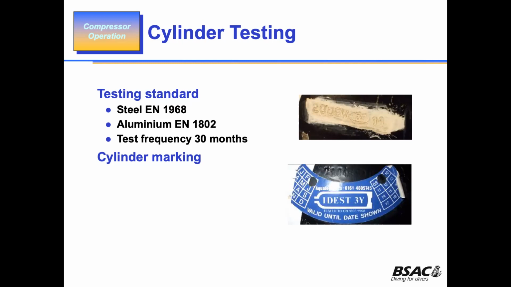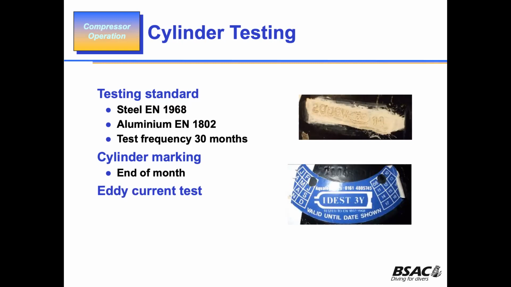Right. So cylinder markings, the end of the month. On this one, we're looking at the end of March in the year of 09, that cylinder needs to be either visualed or hydroed.